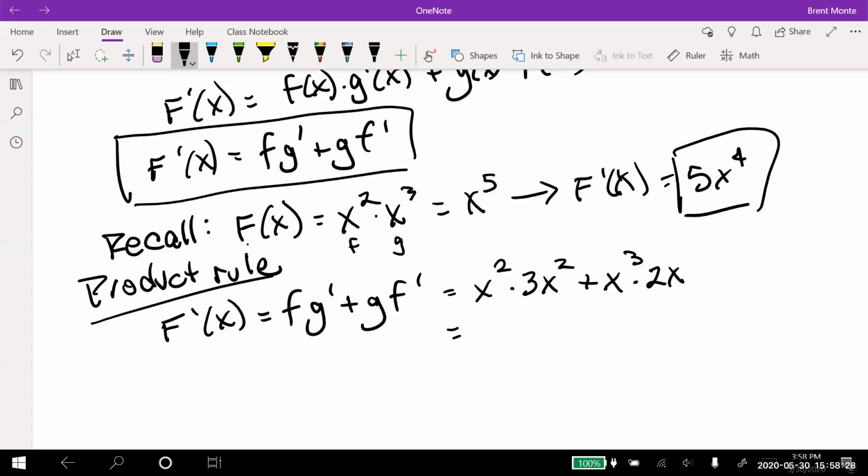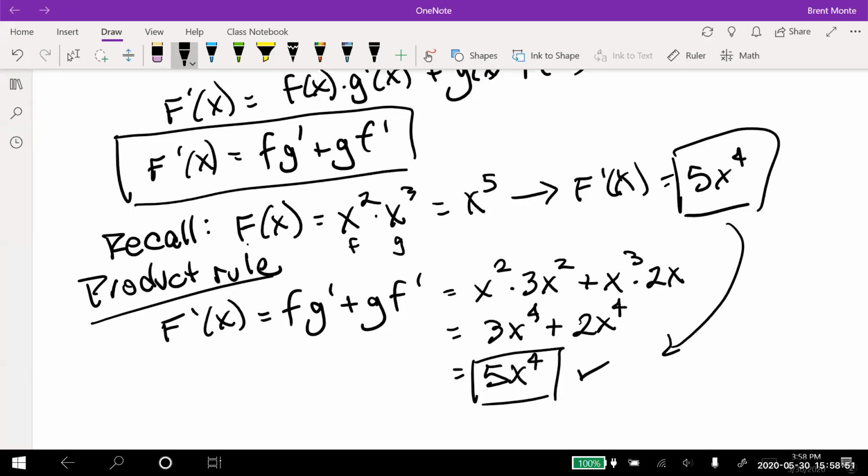Now, when I multiply these out, remember I'm adding the exponents, so I get 3x to the fourth plus the x to the third times x. I add those, I get an x to the fourth again, plus 2x to the fourth. These are like terms, so I can combine them by adding the coefficients, and I get 5x to the fourth, which does check from above. We know that should be the derivative, and in fact, it does work.